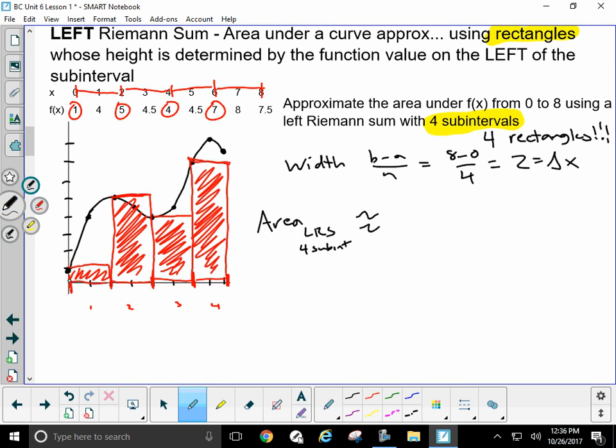So my first rectangle, it's got a height of 1, base of 2. 1 times 2. Second rectangle, height of 5, base of 2. Third rectangle, height of 4, base of 2. Fourth rectangle, height of 7, base of 2. Now, it's actually easy since these 2's are all consistent, which Riemann loves. We are going to be able to factor out that consistent base and just add up the sum of my left heights.